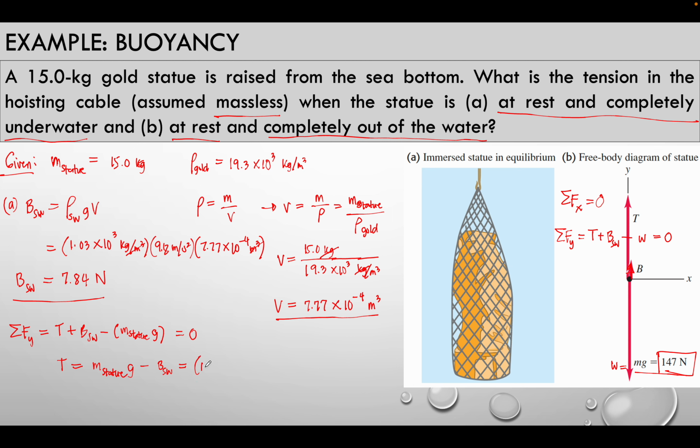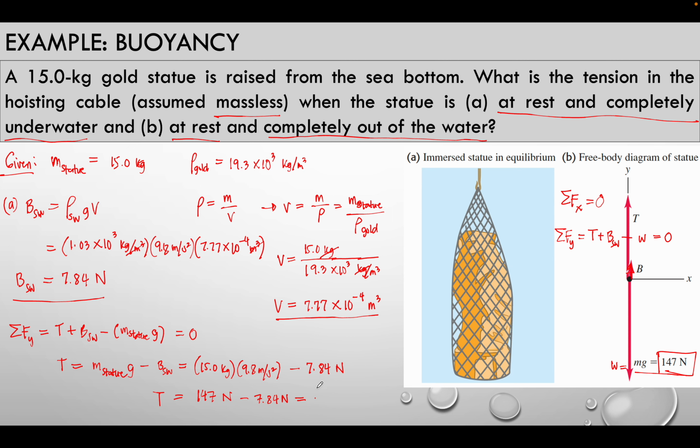So we have the mass of the statue, 15 kilograms, times 9.8 meters per second squared, minus the buoyant force, which is 7.84 newtons. Again, kilogram meter per second squared is still equivalent to newtons. So we have 147 newtons minus 7.84 newtons. So the tension, if the statue is at rest and completely submerged underwater, is equal to 100.